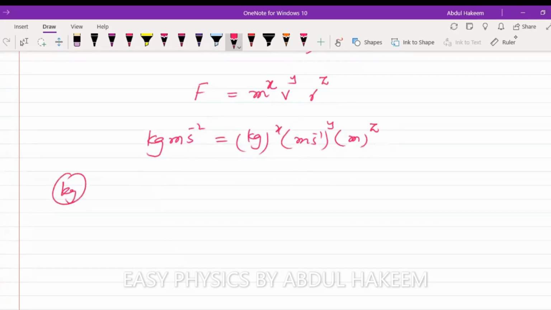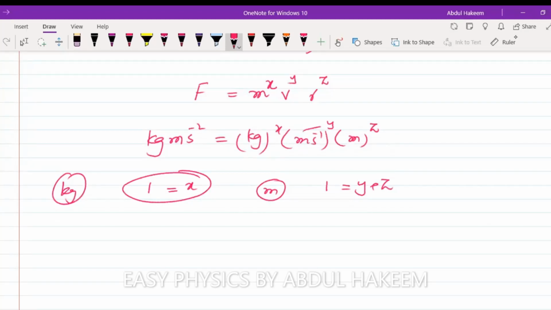Suppose first kilogram. On the left side, the power of the kilogram is 1, and on the right side it's x, so x is 1. Then compare meter. On the left side, meter is 1, and on the right side, the meter is y and then z, so the powers are added, so y plus z is 1.